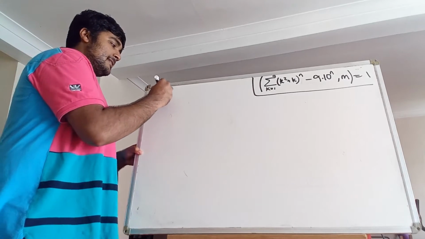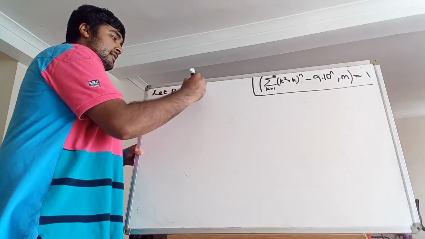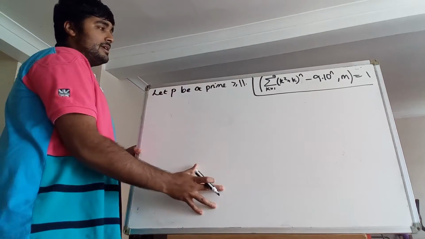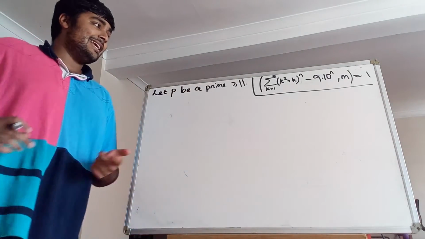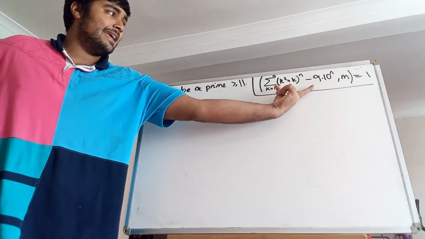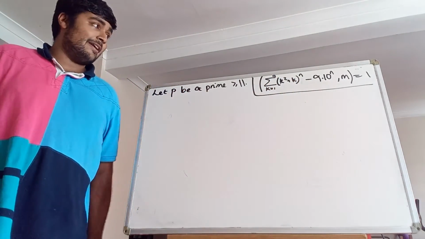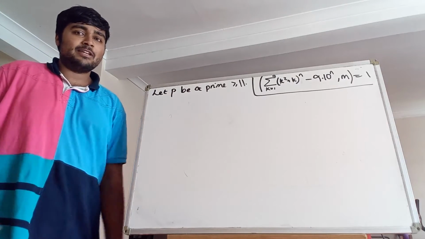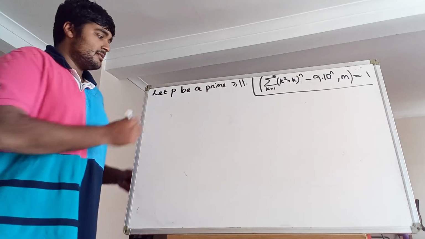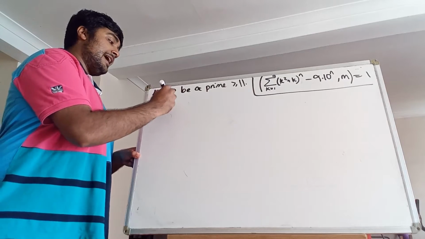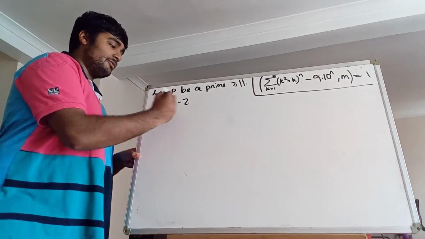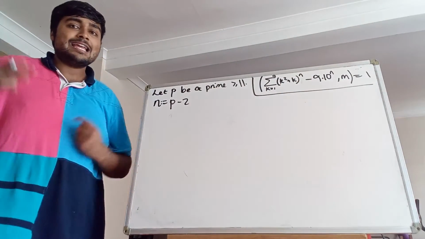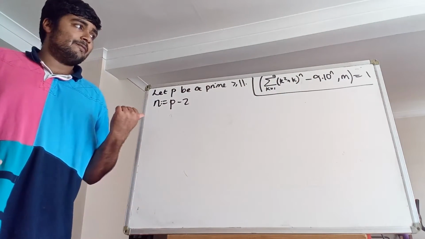So let p be a prime which is bigger than or equal to 11. And now what I claim is that there exists some value of n such that this expression, evaluated at that n, is going to be a multiple of p. So I actually claim that that holds for n equals p minus 2. So for now we're going to define n to be p minus 2, and we're going to prove that this expression is a multiple of p for that value of n.